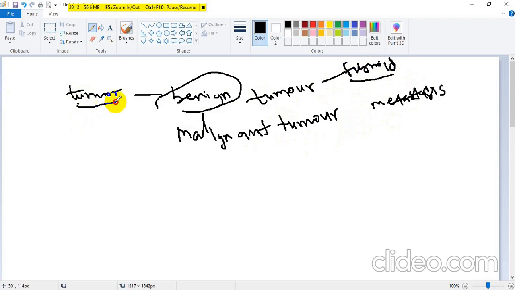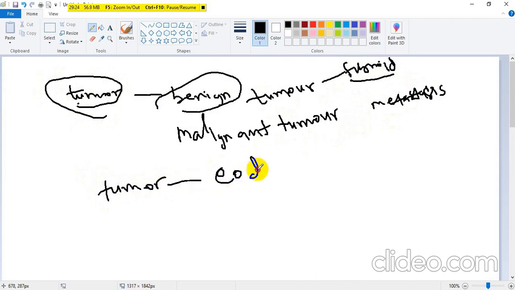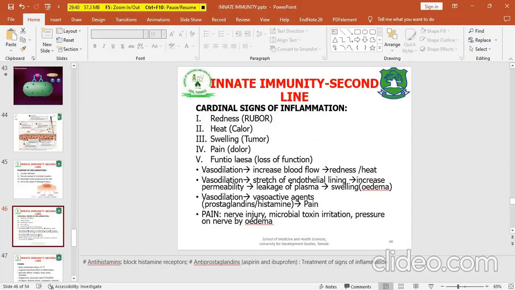But we are not referring to tumor cells. The tumor over here just means what? Swelling, or edema. Edema is the same as swelling. Other people spell it like this. Edema. Swelling. So we are not referring to cancer cells, whether benign or malignant. We are just referring to the place being swollen. So we have the swelling, that is tumor.